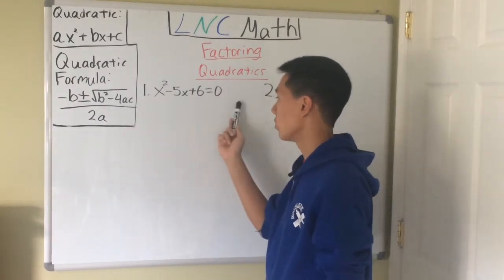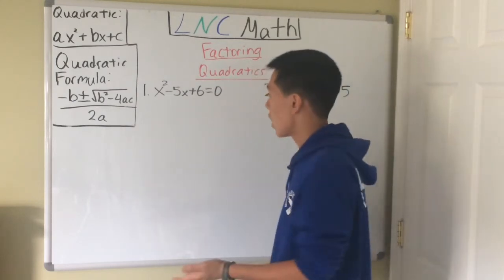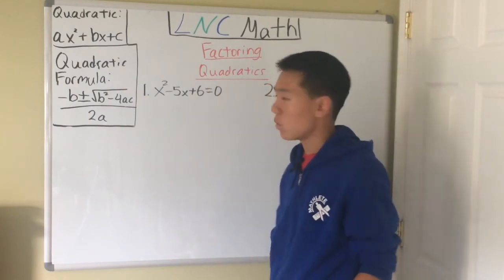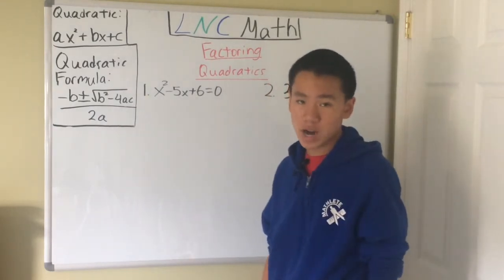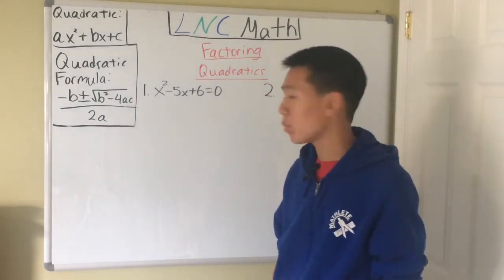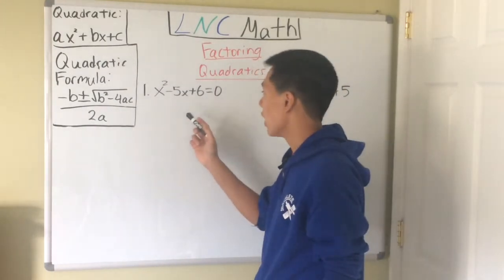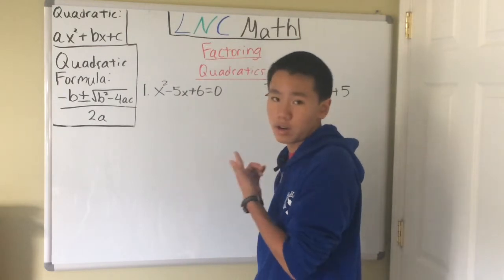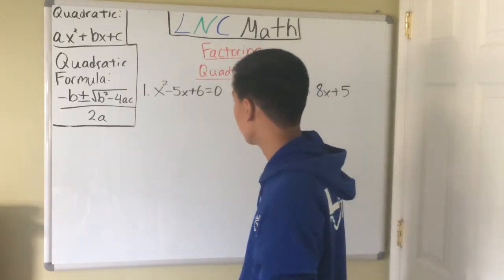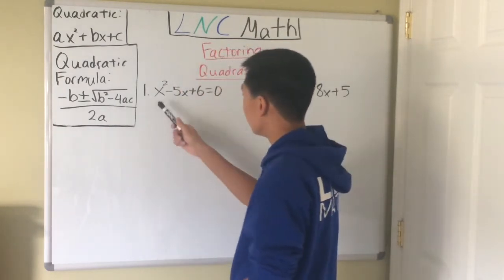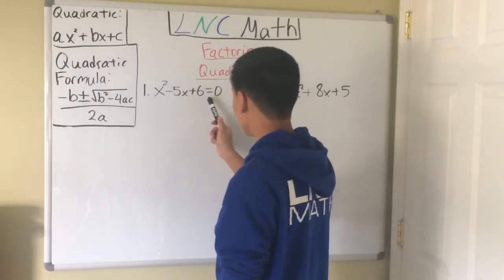So we have our first problem. We could use the quadratic formula, but there are faster ways. As you get better at factoring quadratics, it becomes faster and it becomes easier for you. So this I could already find the solution to. But I'm here to show you guys, not me. So x squared minus 5x plus 6 equals 0.